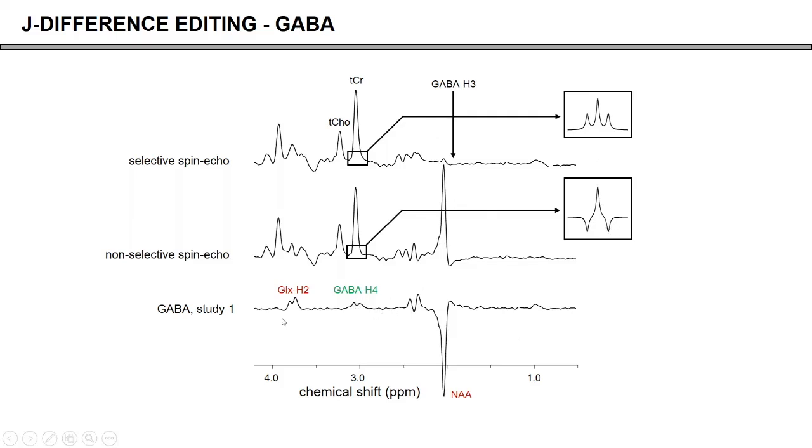There's also some co-editing from glutamate because the editing pulse isn't selective enough, and you also touch the glutamate H3, editing out the glutamate H2. That is not really a big deal because it doesn't overlap with GABA. Similarly, the editing pulse touches the NAA signal here, and therefore in a different spectrum you're going to get a negative NAA signal. That is also not a problem because it doesn't overlap with GABA. If you repeat this experiment, you can see that you can get very reproducible results.